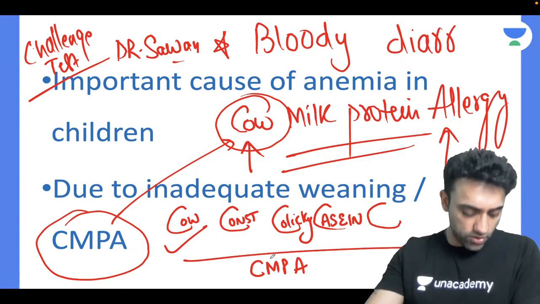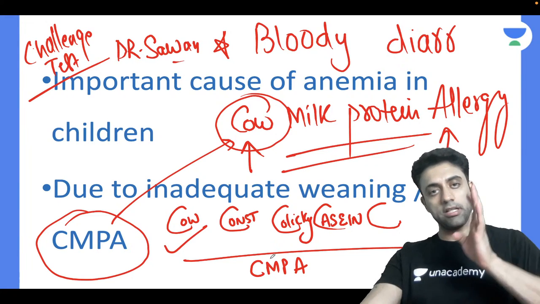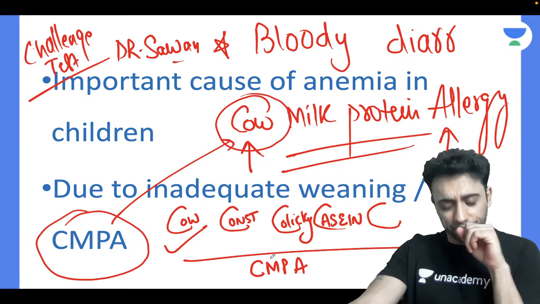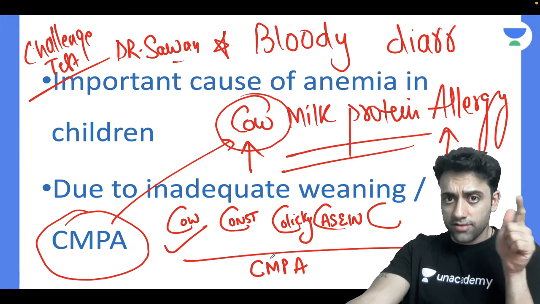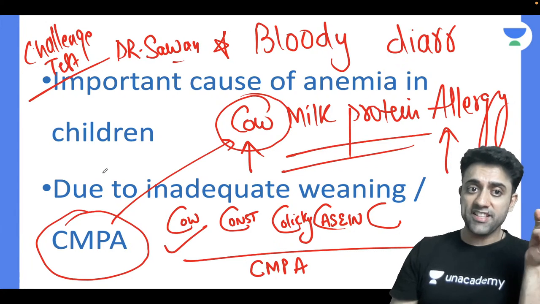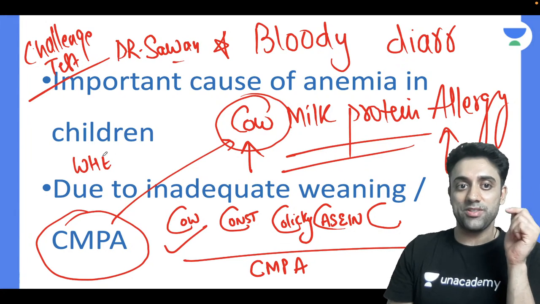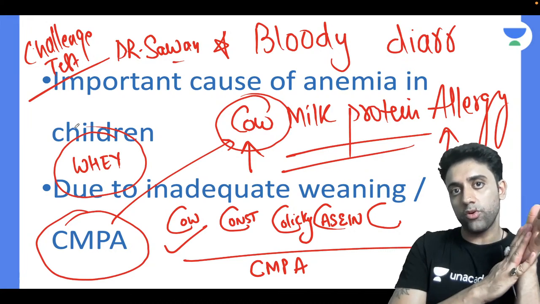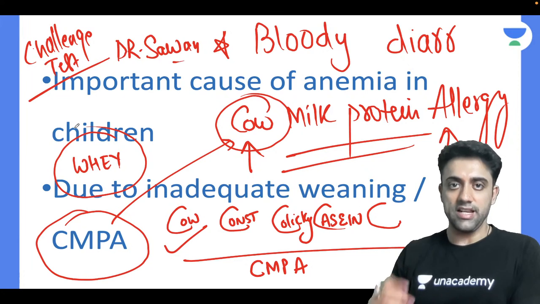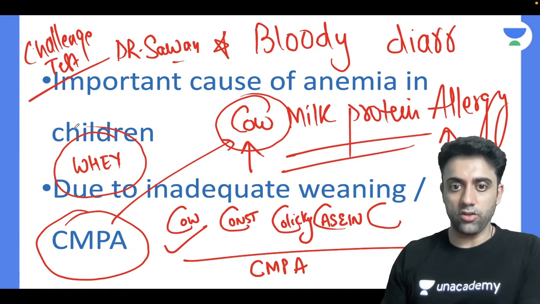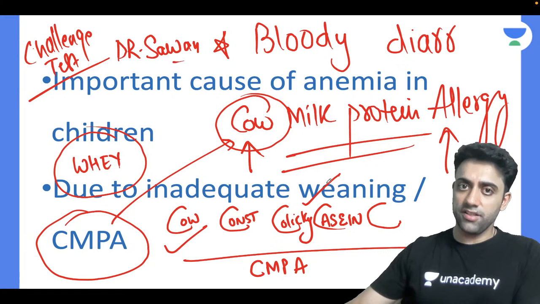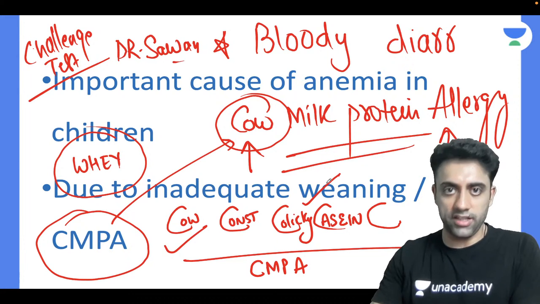Has everyone understood? Yes or no? Exactly. Cow's milk normally causes constipation and colicky pain. And most importantly, it is rich in casein, whereas breast milk is rich in whey protein. Breast milk is rich in whey protein, and it is easily digestible. Whereas cow's milk is rich in casein, and it is not digestible. It causes colicky pain. So cow's milk causes constipation and colicky pain. It is rich in casein and leads to cow milk protein allergy.